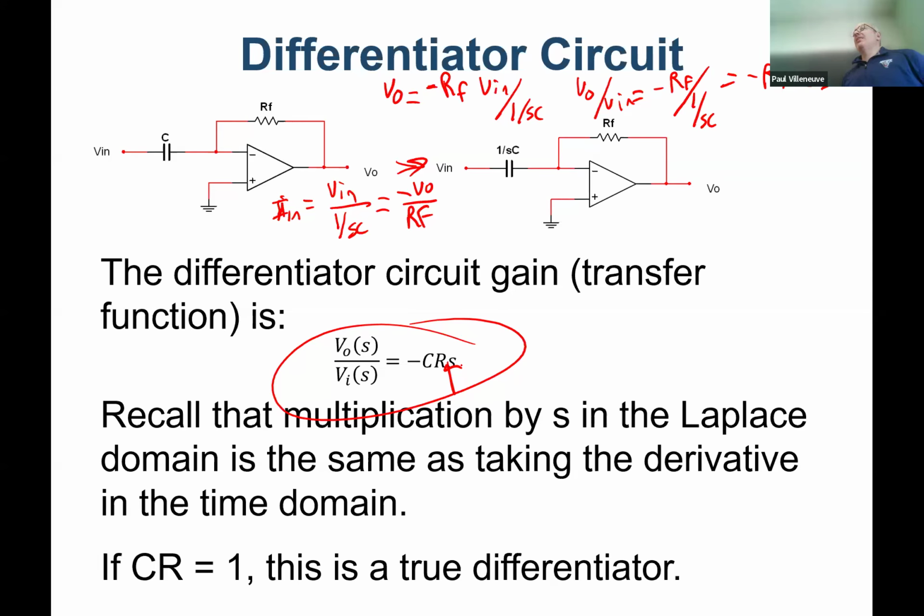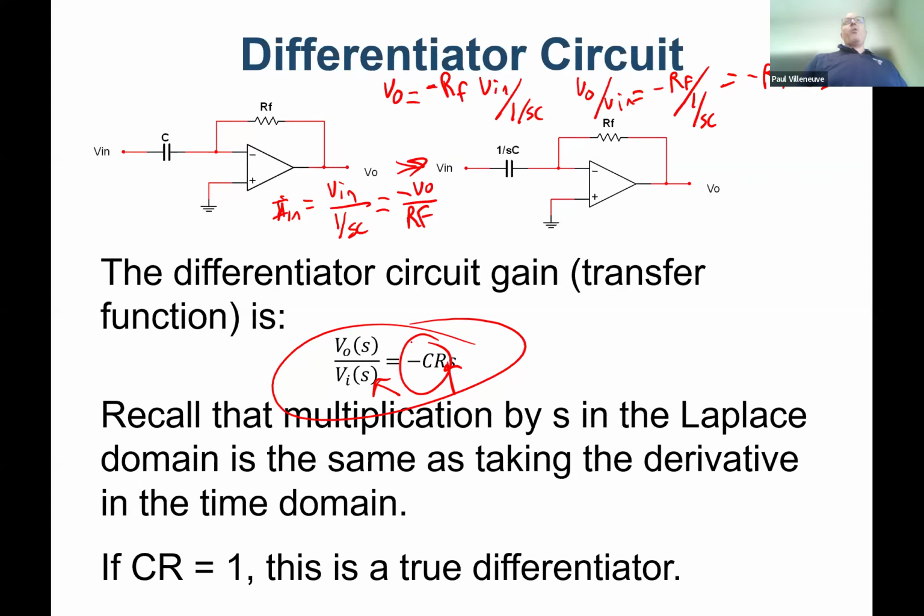Multiplication by S in the Laplace domain is equivalent to differentiation in the time domain, right? When we multiply by S in the Laplace domain, it is exactly the same thing as taking the derivative in the time domain. So because I'm multiplying whatever input signal I get by S, I'm taking the derivative.